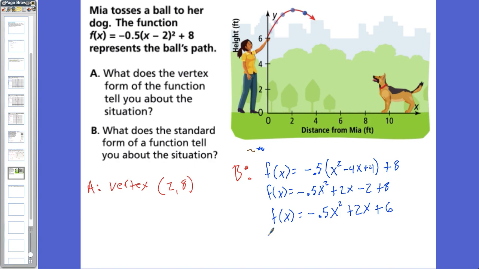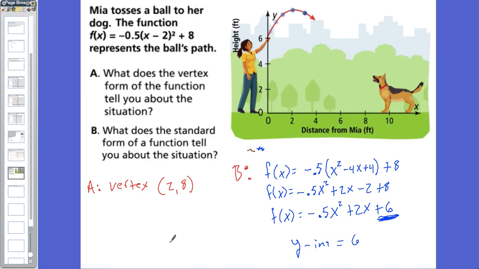So what does the standard form tell us that the vertex form doesn't tell us? It tells us the x-intercept. Or no, sorry, the y-intercept. Said that backwards. It tells us the y-intercept. So this tells us that the y-intercept is 6. All right, there we go.